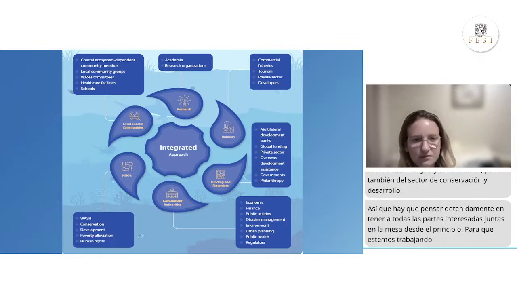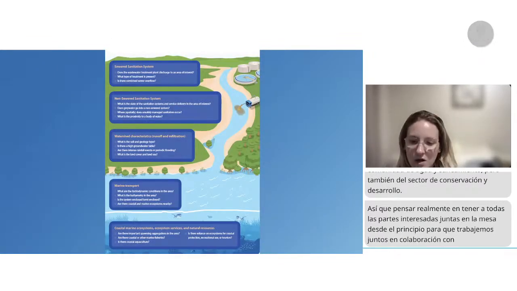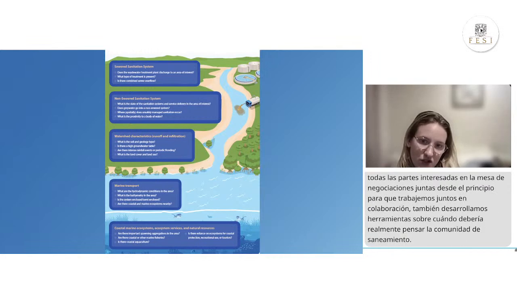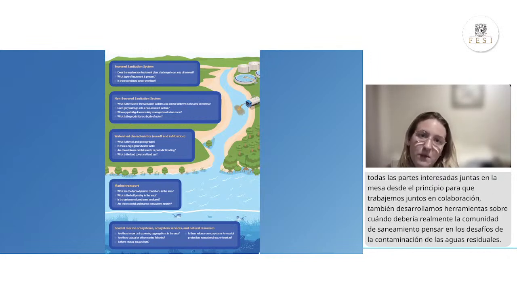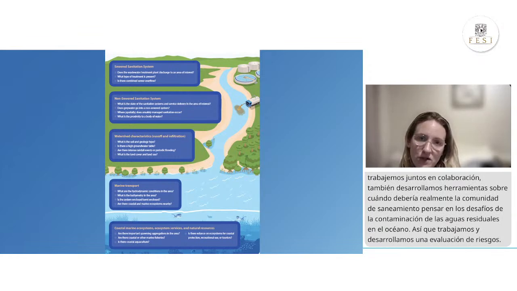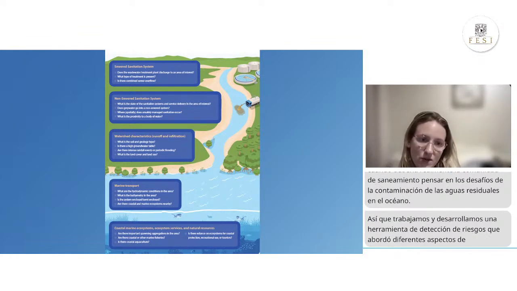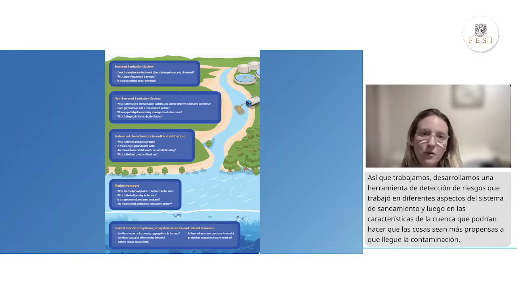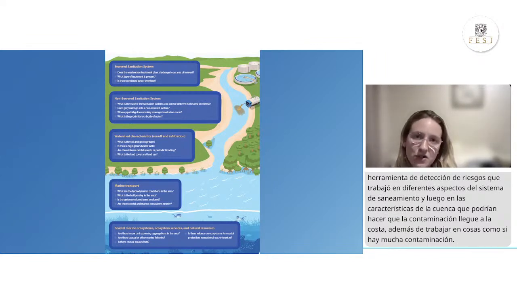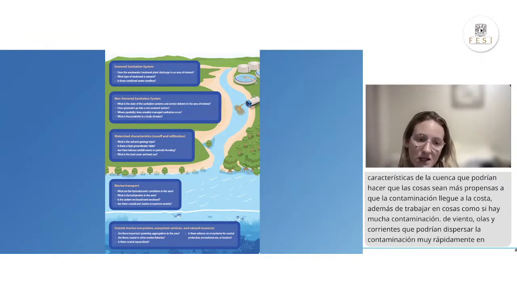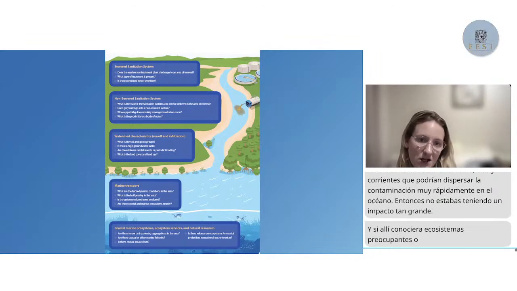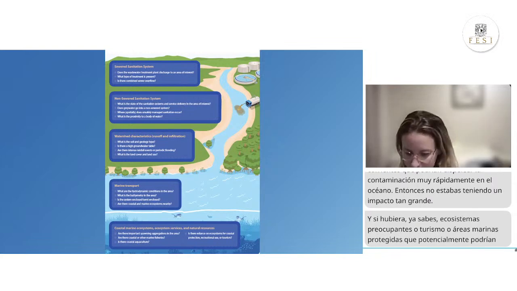We also developed tools about, when should the sanitation community really need to think about wastewater pollution challenges in the ocean. So we developed a risk screening tool that worked through different aspects of the sanitation system and then characteristics of the watershed that might make pollution more likely to arrive at the coast, as well as working on things like where there are a lot of wind and waves and currents that might disperse pollution really rapidly in the ocean, so you weren't having as big of an impact, and where there are ecosystems of concern or tourism or marine protected areas that could potentially be vulnerable.